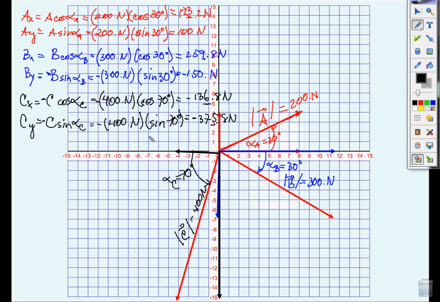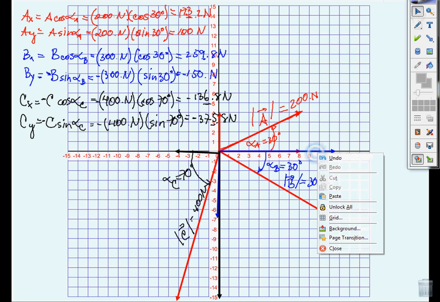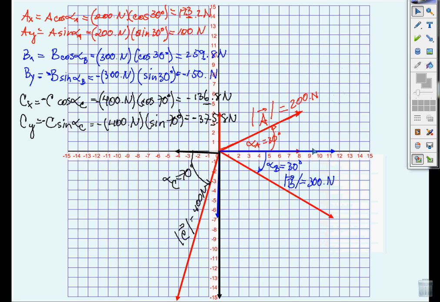Okay, so this is how you do it. Now notice that we have all the components in x for A, B, and C, and we have all the components in y for A, B, and C also. Now I want you to pay attention to these vectors over here. The component in x for A is right here. You don't see it because it's covered by the blue vector. Let's see if I can bring it out for you. This is the component in x of vector B. This is the component in x of vector A.